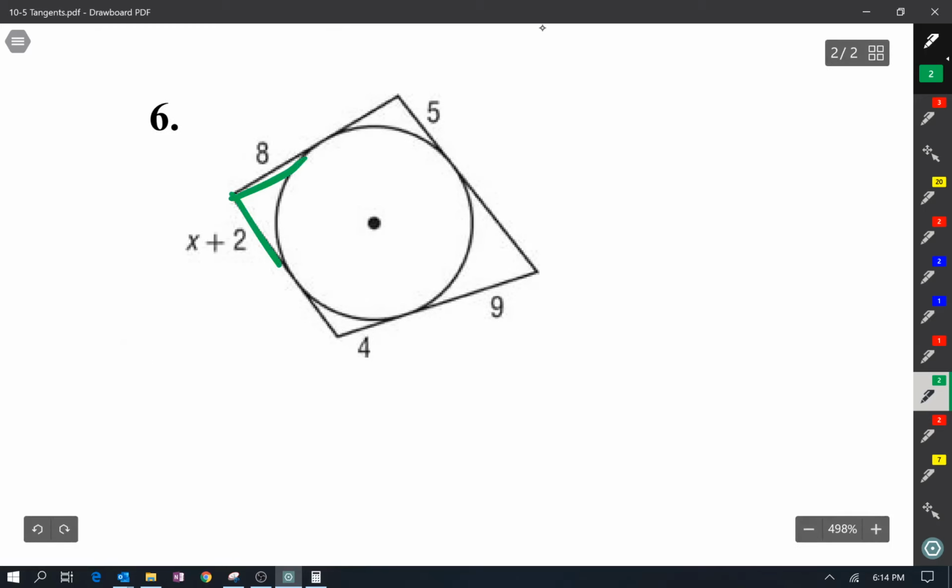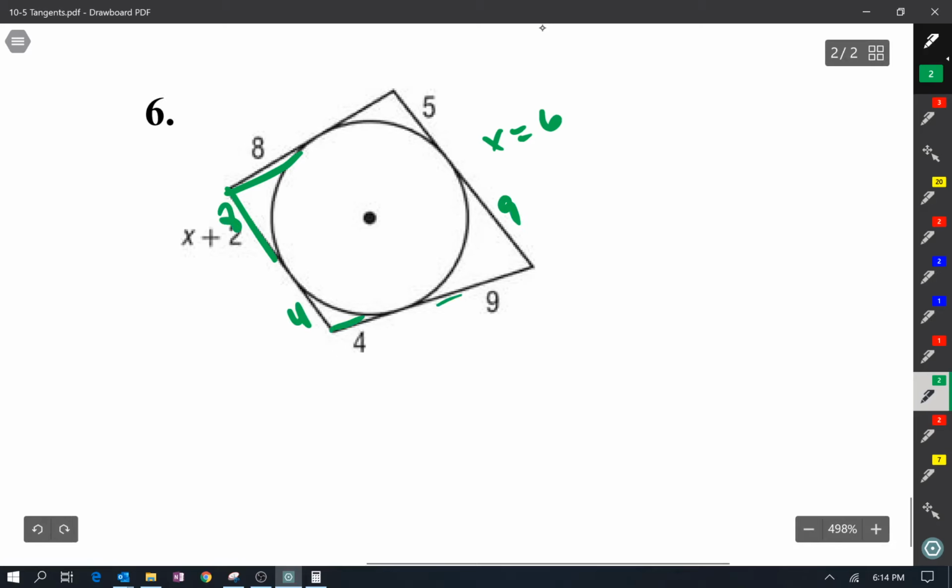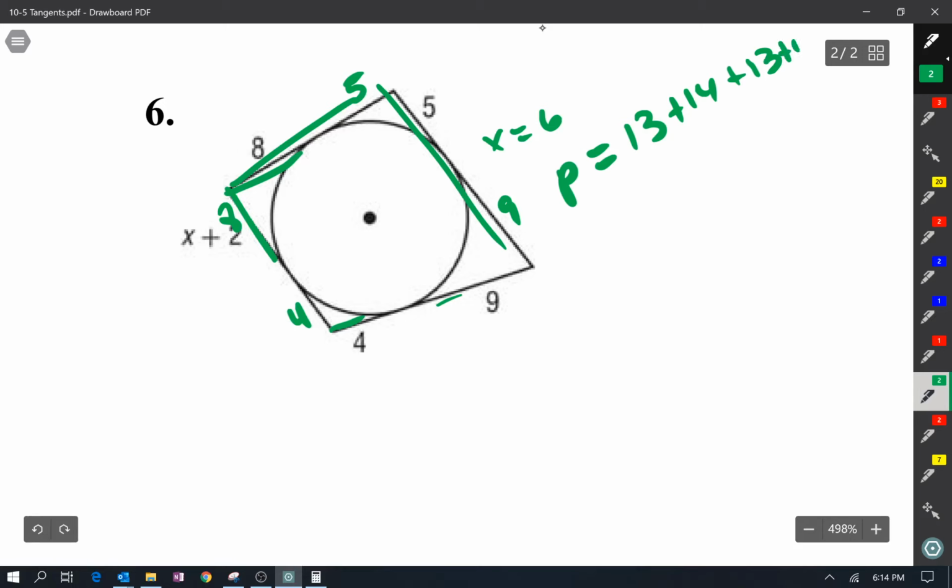All right, this is equal to this, right? So x is 6, because 6 plus 2 is 8. All right, so this is 8. This is 4 because that's 4. This is 9, so this is 9. That's 5, so this is 5. So the perimeter will be 13, right? Because this side's 13. This side's 14. Plus 13, and I think plus 12, right? All right, so what do you get? 26, 40, 52, I believe. Check my math for me. But I think the perimeter is 52.